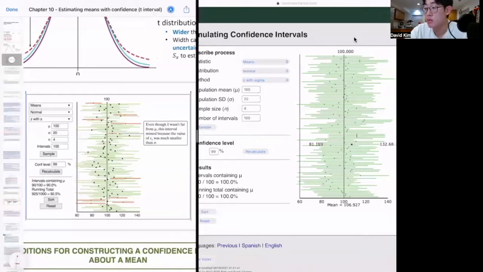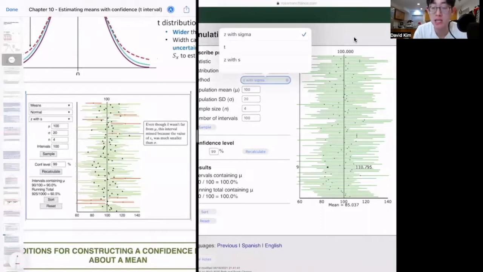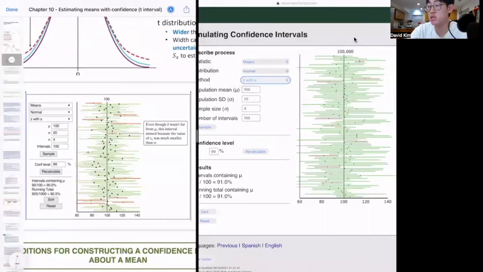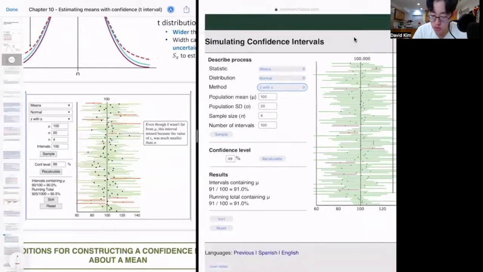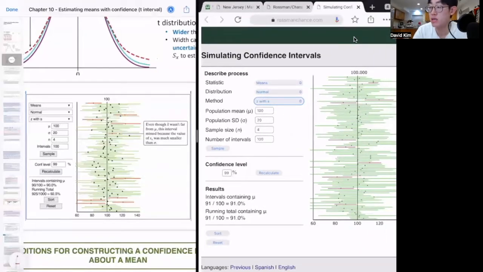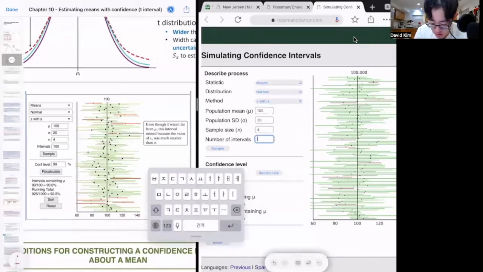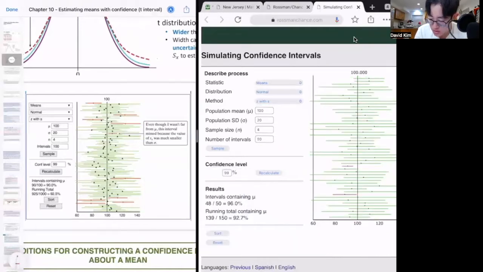And now what we're going to do is we are going to reset, and we are going to simply keep Z with S this time. Instead of saying sigma, we're actually going to do Z with S. Instead of saying 100 samples, let's make this a little bit smaller, let's say a 50. All right, now I'm just going to press sample here.